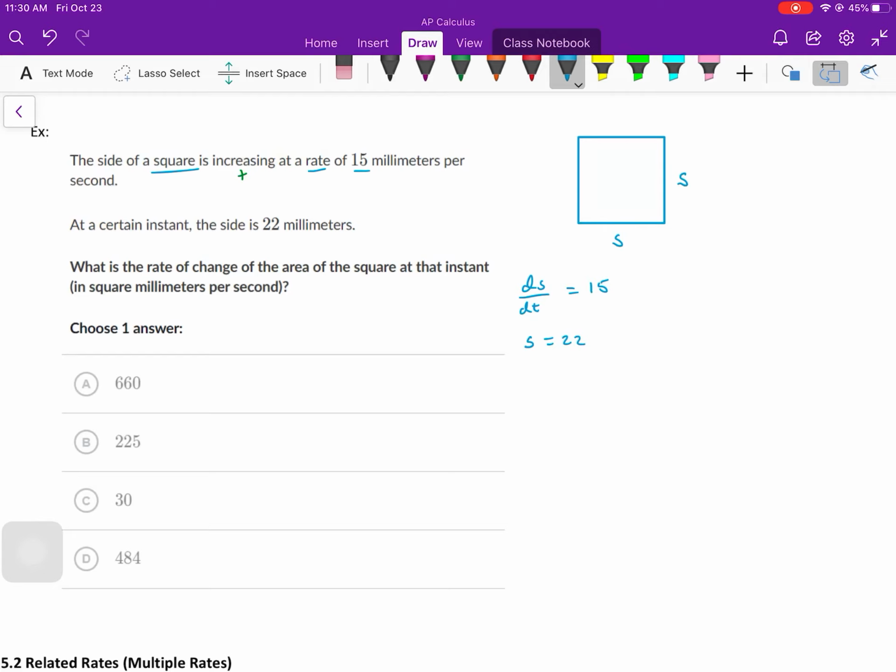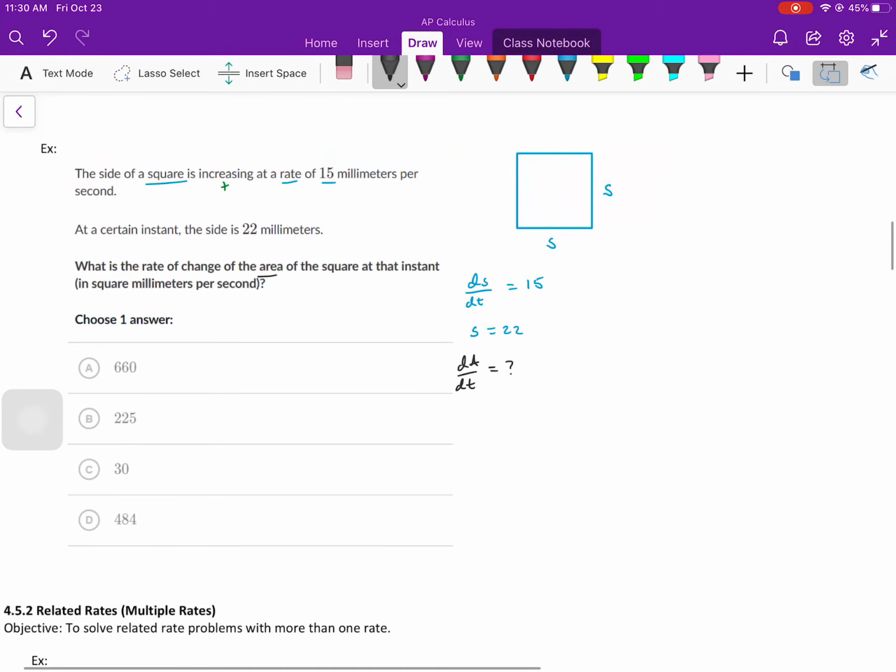So what is the area of a square? We're going to look for the rate of change of the area of the square. It could ask for perimeter. I just need to double check. It does say area. So we're looking for the instantaneous rate of change of the area at that moment. So we're going to find dA/dt. Well, what would A be? The area of a square, in this case, would be S times S, or S squared. So when we take that derivative, we get dA/dt equals 2s times ds/dt.